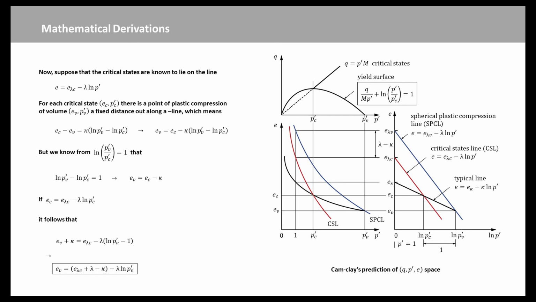Every kappa line is limited in extent by the plastic spherical compression line, and above each kappa line is shown one of the geometrically identical family of leaf-shaped yield curves, as shown in this equation, which are scaled in proportion to PC', which is at the intercept between the kappa line and the critical state line.